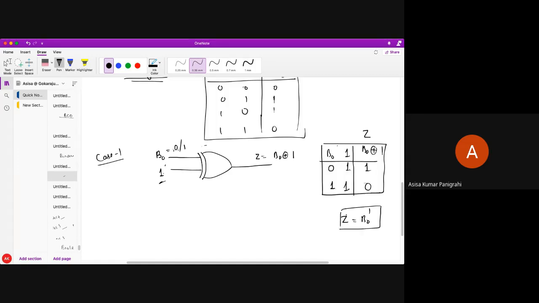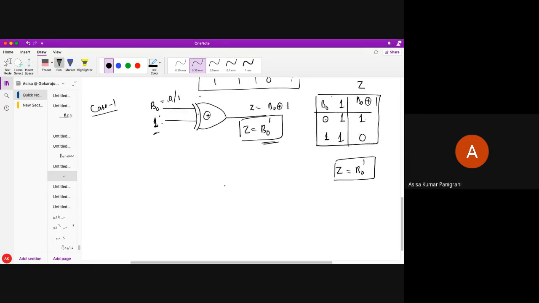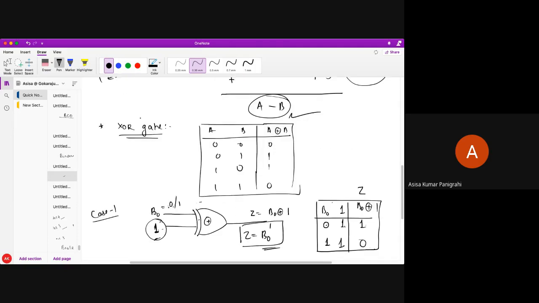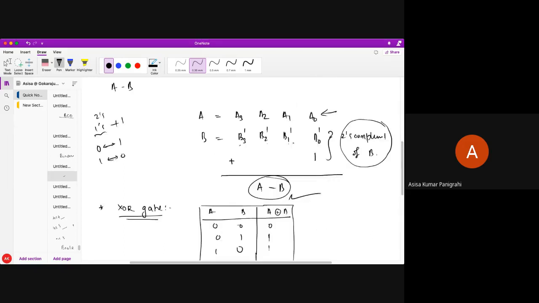Am I correct, students? So when B0 is 0, I am getting 1. When B0 is 1, I am getting 0. So can I say that this gives me B0 bar output? This type of circuit, where one input is B0 and another input of the XOR is fixed at 1, gives me Z equal to B0 bar. Are you understanding? So if I use these XOR gates along with one input fixed as 1, I can get this type of operation of B3 bar, B2 bar, B1 bar, B0 bar. Do you all understand, students, or any doubt?